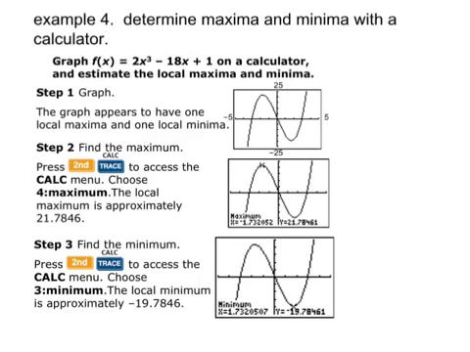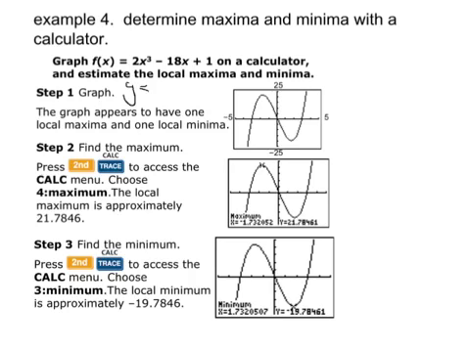Okay, our example. Graph f of x equals 2x cubed minus 18x plus 1 on a calculator, and estimate the local maxima and minima. Step 1. This is all from the book, so it's laid out with the buttons you're going to use on your calculator. Graph. Okay, that means put it in y equals. The graph appears to have one local maximum right there and a minimum right there.